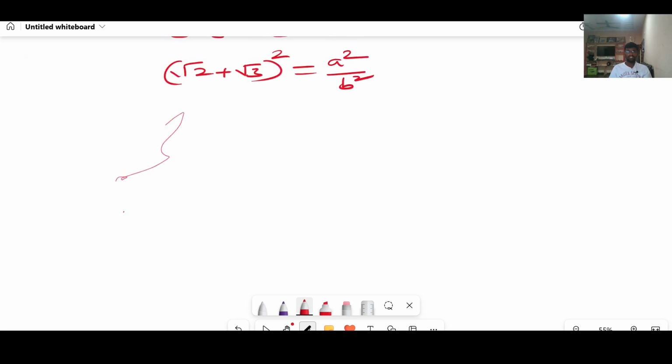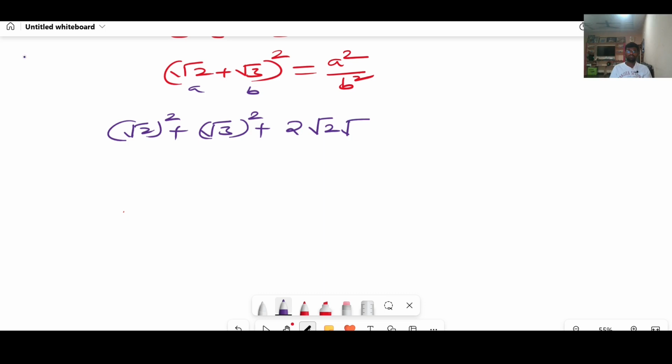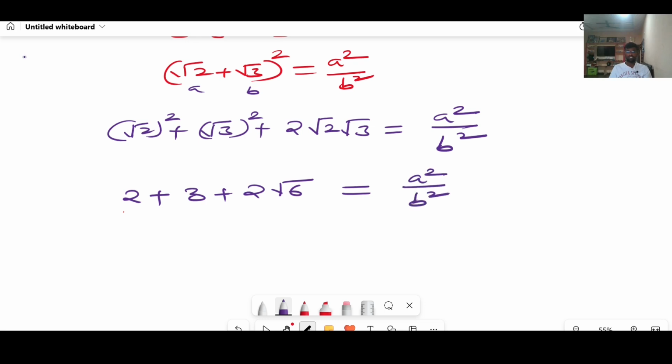A square by b square, right? Here, root 2 plus root 3 whole square means a plus b whole square, right? A plus b whole square is a square plus b square plus 2ab. A square means root 2 whole square, b square means root 3 whole square, plus 2ab means 2 into root 2 into root 3. That will give us a square by b square, right? Root 2 whole square is 2, root 3 whole square is 3, plus 2 into root 2 into root 3 will give us 2 root 6. That will be equal to a square by b square. 5 plus 2 root 6 will be equal to a square by b square.